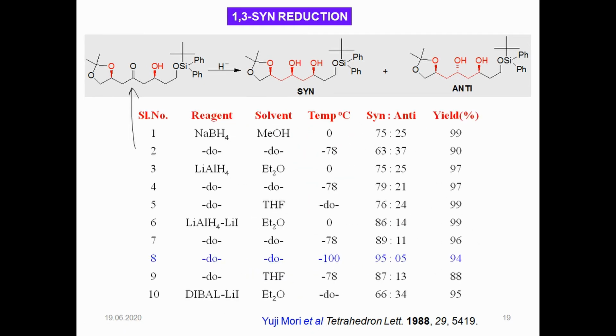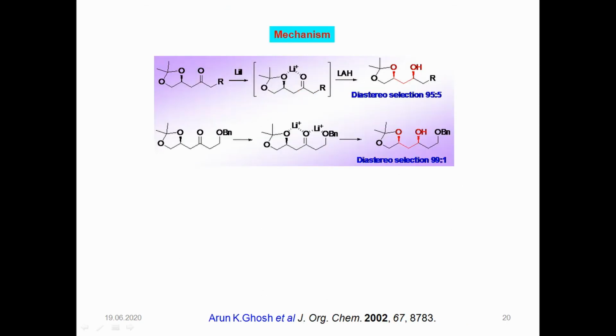So this is the syn reduction. You see here, with lithium iodide and LAH you are exclusively getting the syn product. So you are getting the 1,3 syn reduction as the major product.